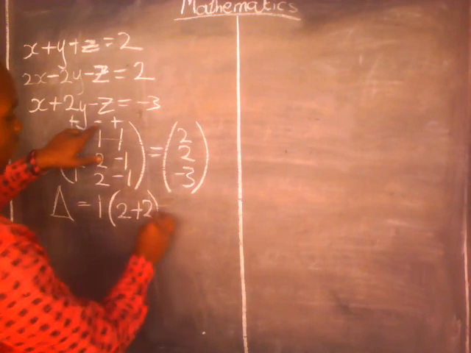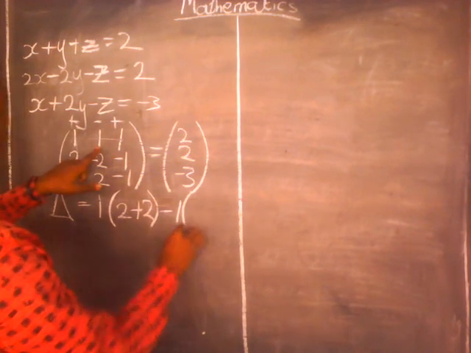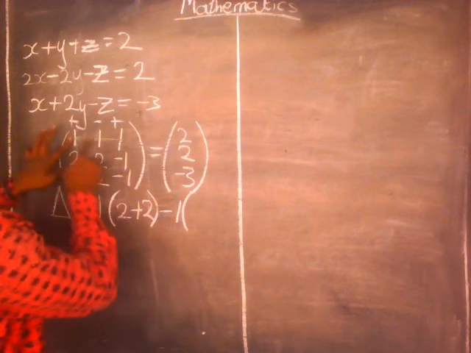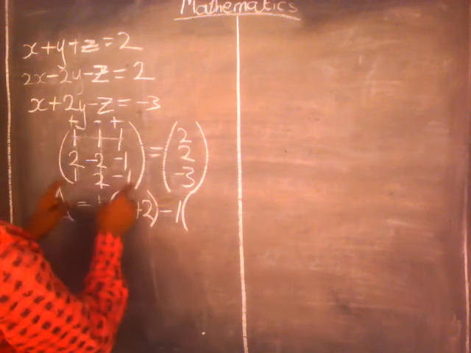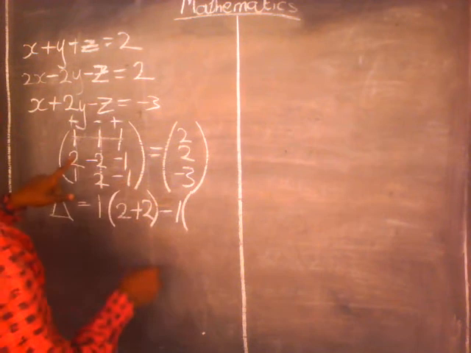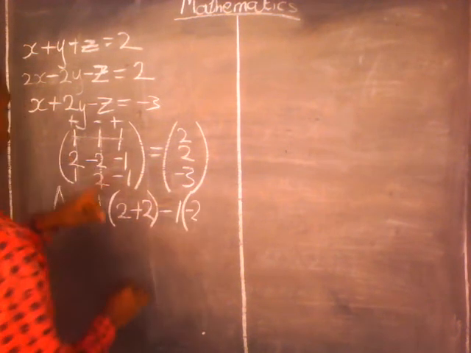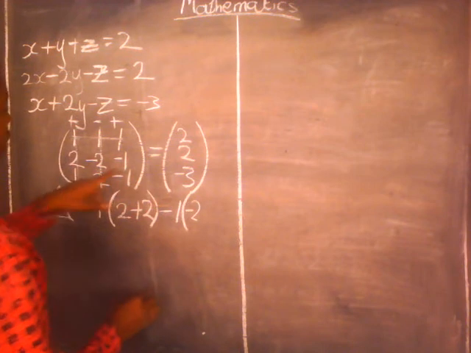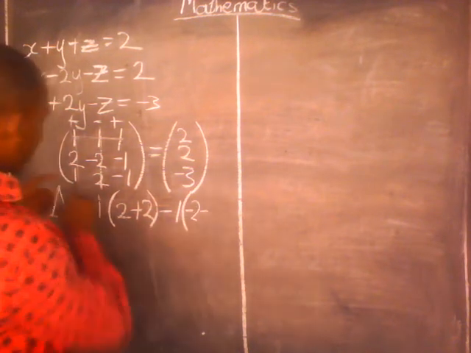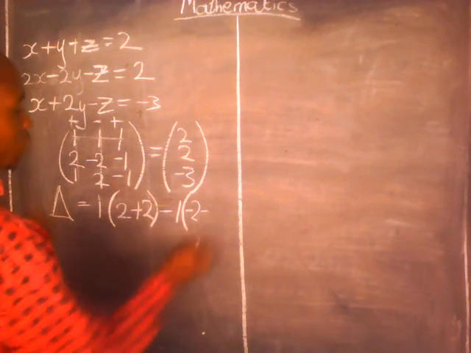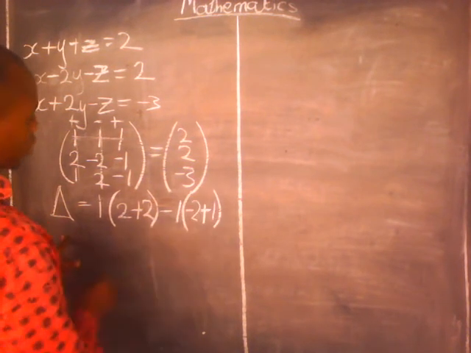The second one here we have minus 1, then open your bracket. The whole of this now will be eliminated, so we have just this. So we do minus 1 times 2, we're having minus 2, then minus 1 times minus 1. Minus 1 times minus 1 gives us plus 1.